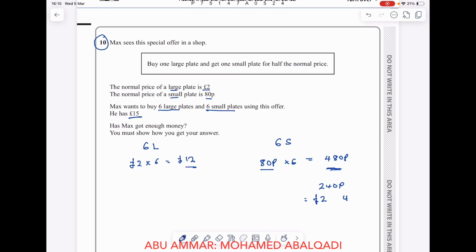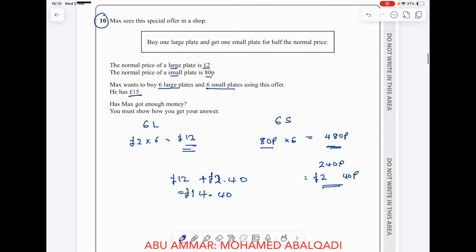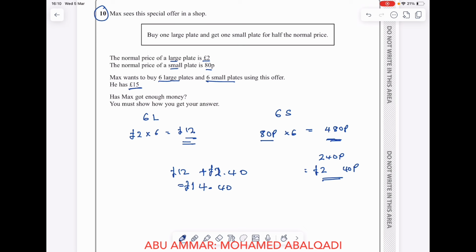£2 and 40 pence. So he will buy the large plates at £12 and 6 small plates at £2.40. So the total will be £12 plus £2.40, which will be £14.40. So the question is, has Max got enough money? He has £15 to spend, so we say yes, he has enough money to spend on the plates.